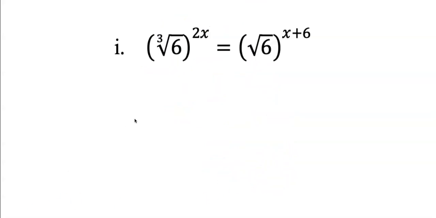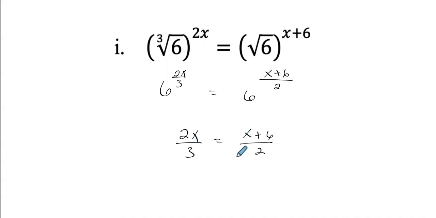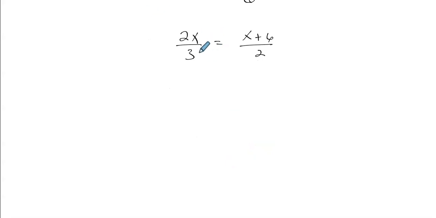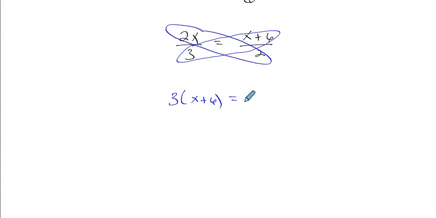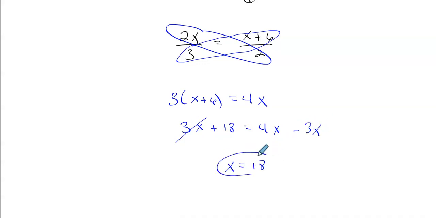First one, 6 to the 2x over 3 power equals 6 to the x plus 6 over 2. Good. So you have 2x over 3 equals x plus 6 over 2. I don't know what you did at this point, but you could have easily done this. Cross multiply. 3 times x plus 6 equals 2 times 2x, 4x. 3x plus 18 equals 4x. Subtract 3x from both sides, and you get x is equal to 18.